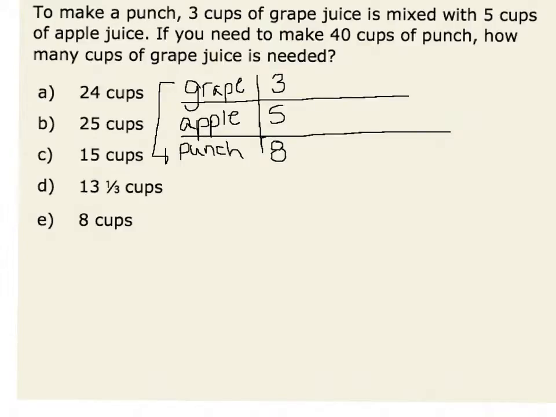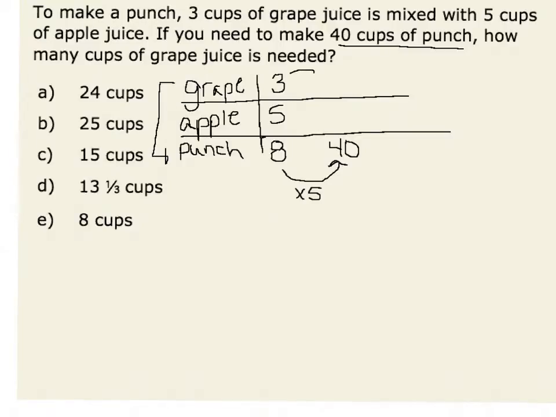I would now recognize that I need 40 cups of punch. Originally, if I had a mixture of 3 cups grape and 5 cups apple, I would have 8 total cups. Therefore, I need 5 times that amount of punch. Multiplying 8 by 5 would give me my desired 40 cups of punch. In order to keep an equivalent ratio, whether it's a part-part or part-whole, I would have to now multiply each of my parts by 5.